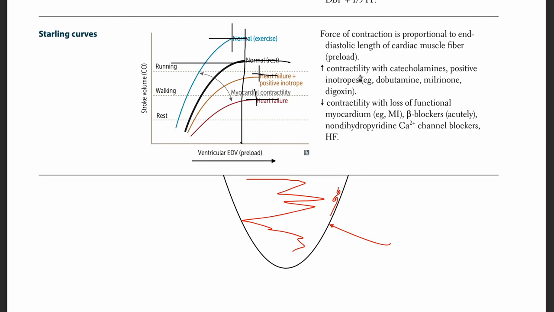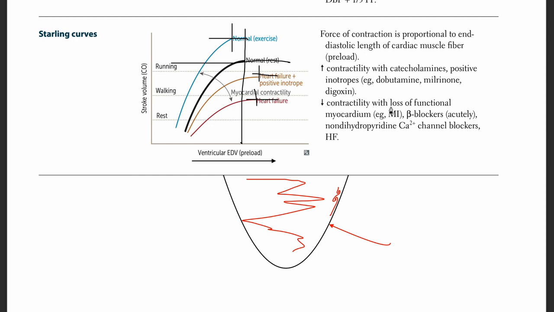Okay. Increase in contractility with catecholamines, positive inotropes, that's dobutamine, milrinone, digoxin. Okay. Some way or another, they'll increase calcium. Okay. In the intracellular space.